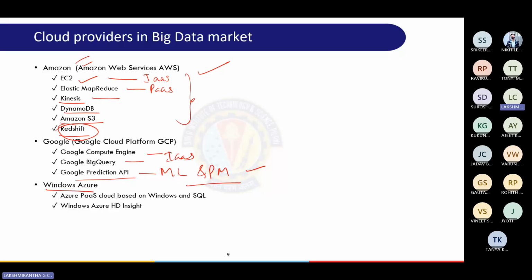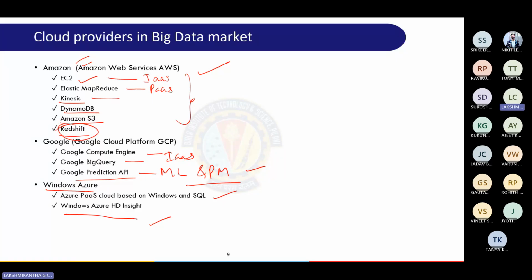And what is the last one here? The last one is Windows Azure, or we can call it Microsoft Azure. Guys, Microsoft offers a strong suite, especially for enterprises. The very first one is Azure PaaS Cloud, built around Windows and SQL technologies. And the second one is Windows Azure HDInsight, a fully managed Hadoop distributed system. Guys, all these 3 offer a comprehensive set of services covering all your big data needs.